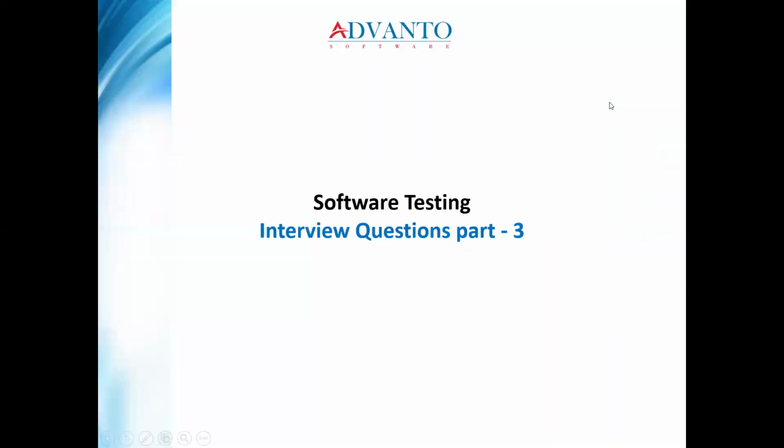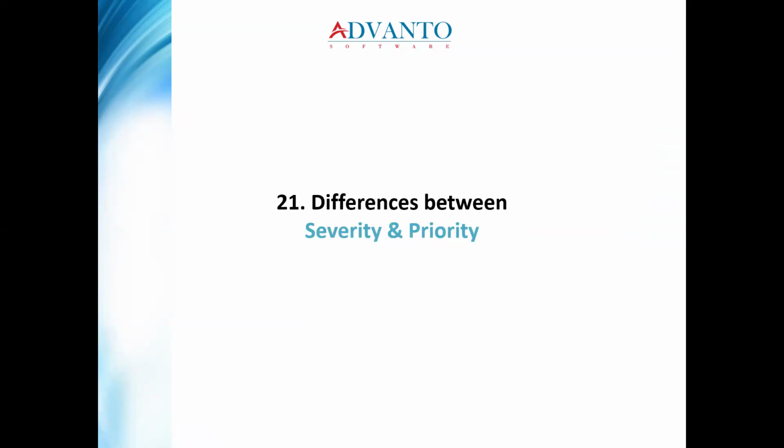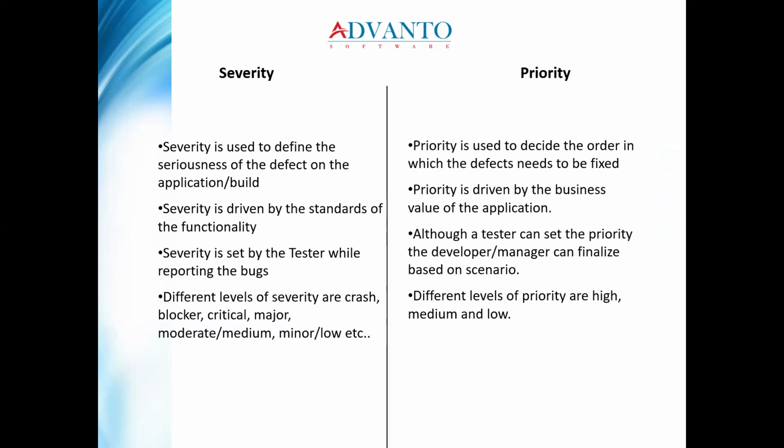Today we are going to discuss software testing interview questions part 3. The question is differences between severity and priority. Severity is used to define the seriousness of the defect on the application build. The priority is used to decide the order in which the defects need to be fixed.